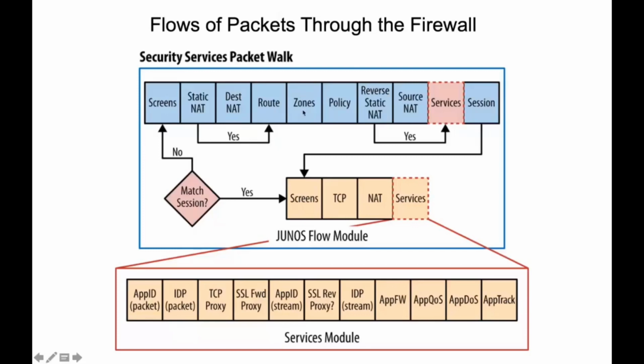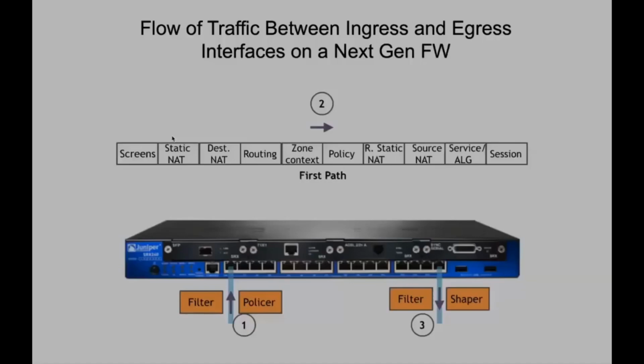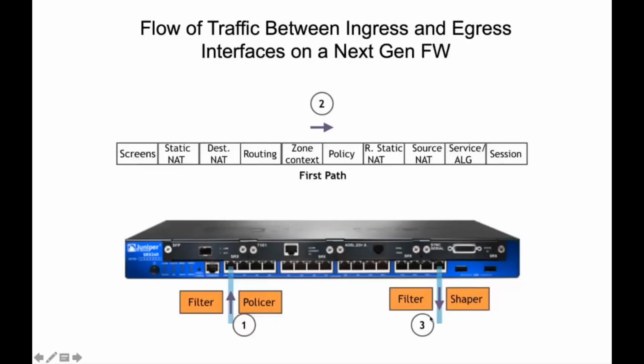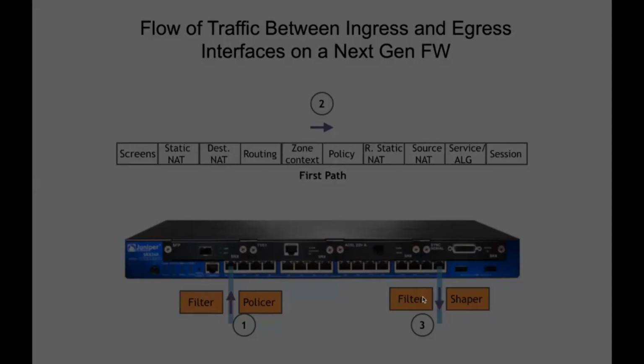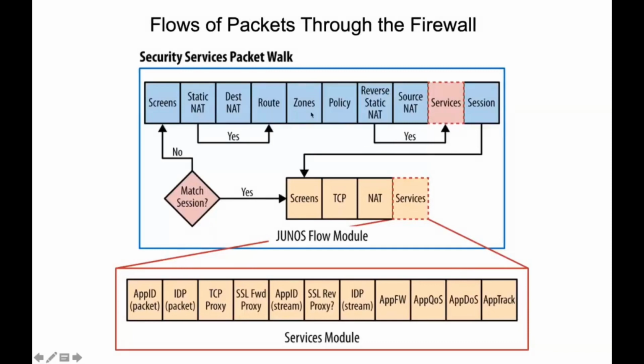Once we have that, we now know the ingress interface, which is number 1, and the egress interface, which is number 3 in this case. On a next generation firewall, and specifically on this Juniper, each interface should be on a security zone. So assuming that interface number 1 is on the zone trust, and interface number 3 is on the zone untrust, we now have our ingress and egress zone, and that's going to be used when checking our security policies.